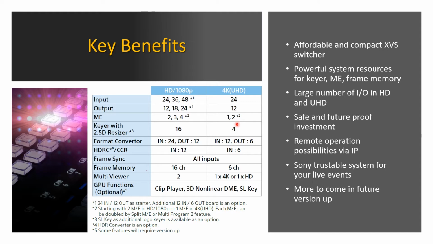We would like to emphasize again that G1 is an affordable, compact XVS switcher, in a price range below the XVS-6000, with powerful system resources for keyers, ME, and frame memory. If the XVS has 16 channels of frame memory, then in 4K, G1 has four channels of frame memory capability.